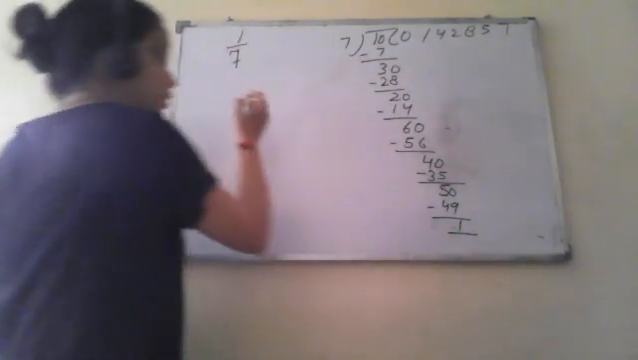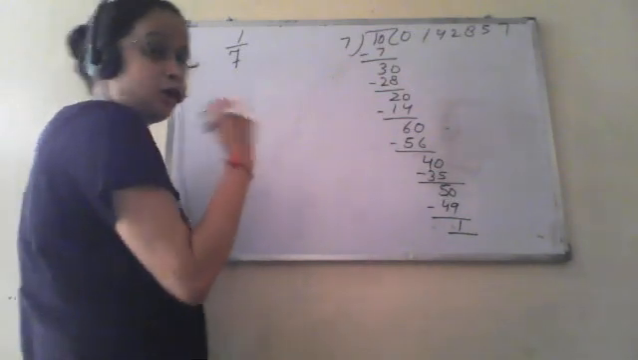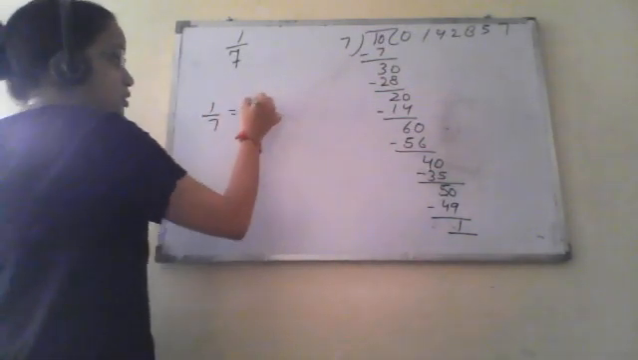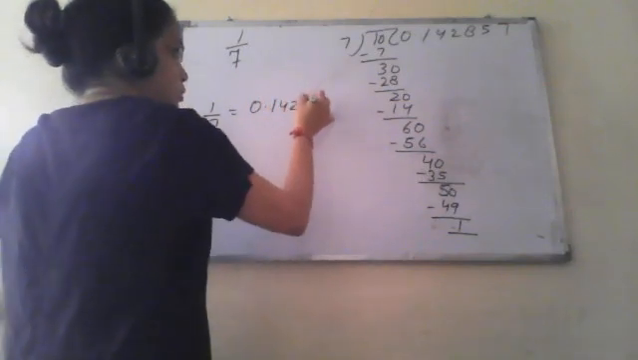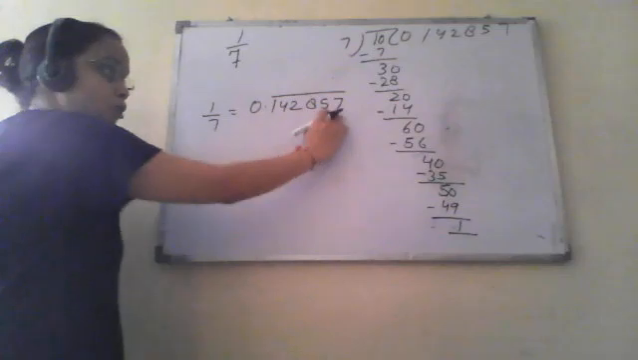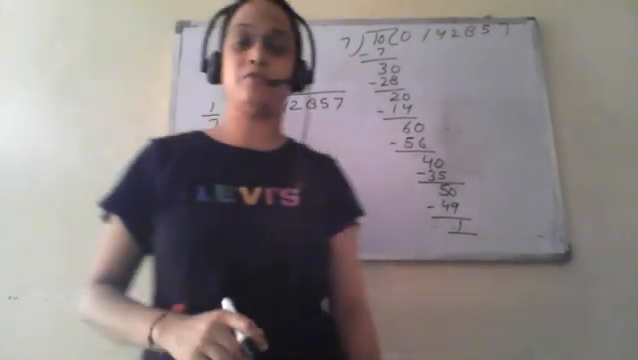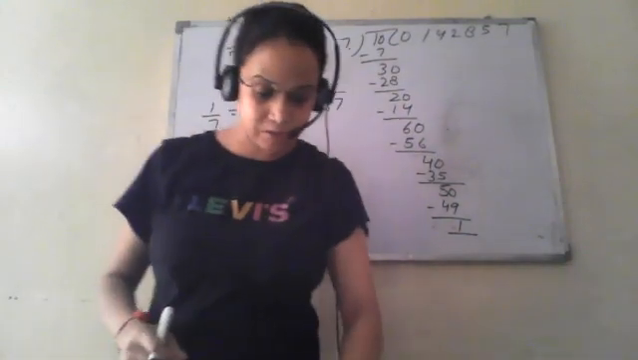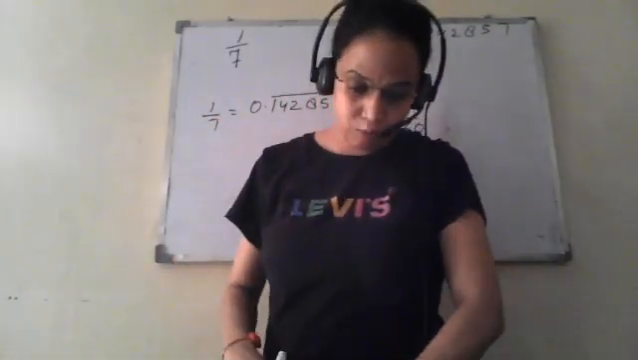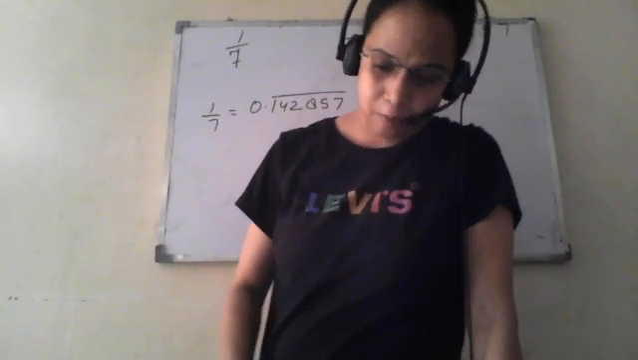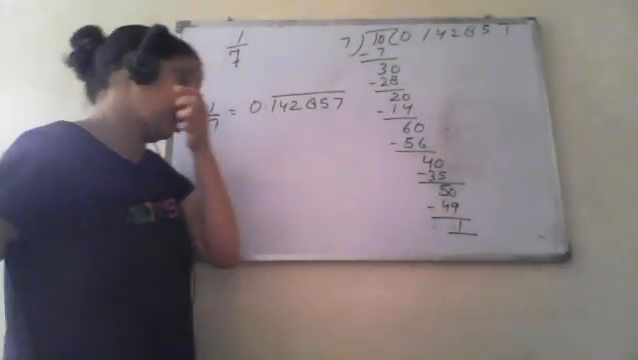So it is an example of a non-terminating repeating decimal expression. It can be written as 0.142857 with a bar. That means this whole block of 6 digits will repeat. Okay, so this is terminating and non-terminating, both explained. Now we will see how to convert these expressions into the form of p upon q.